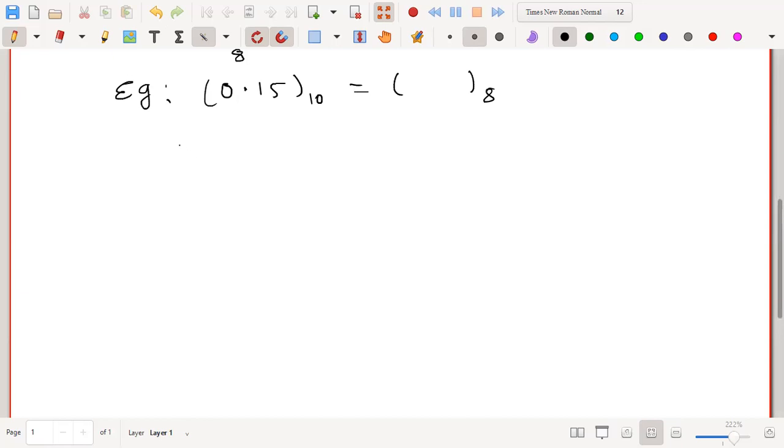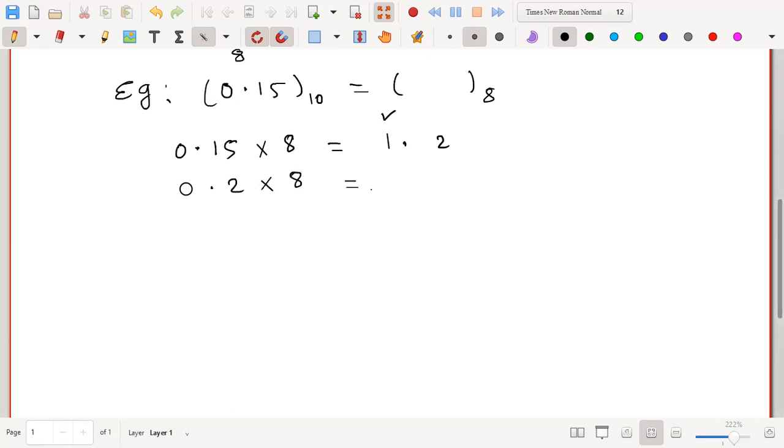So what we will do, we'll continuously multiply, like in the case of decimal to binary, where we multiplied by the weight assigned. That's 2. Similarly here, we'll multiply 0.15 into 8. So what do we get here? We get 1.2. And then you have to note down the integer part. Then what do we have as the fractional part here? It is 0.2. So I'll go to the next step, that is 0.2 into 8.